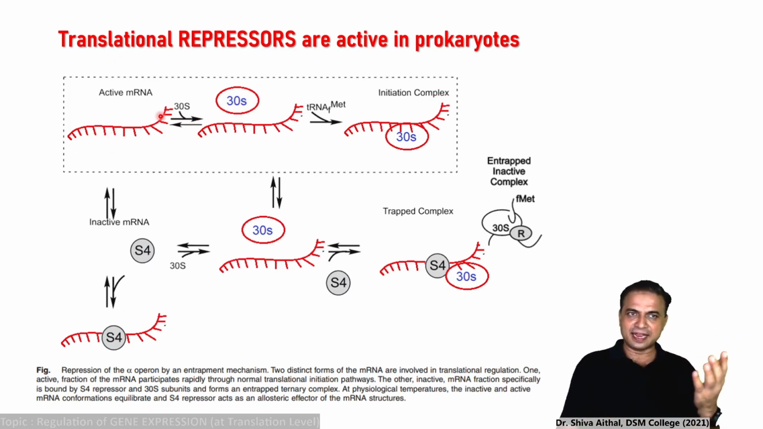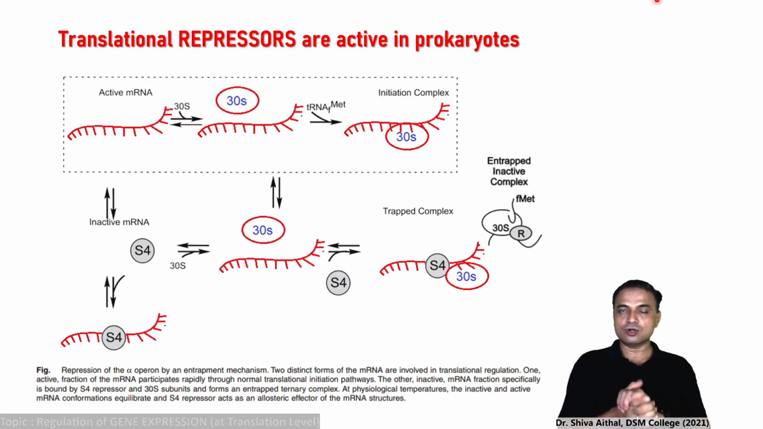Normal process is the active mRNA. It binds, GTP and energy are required, the 30S subunit binds, and then it forms an initiation complex. Recall the lecture on the process of translation, the structure of ribosomes. You will understand that the F-met tRNA comes, binds the 30S subunit, then couples to the 50S subunit, which is not shown here, and the translation starts.